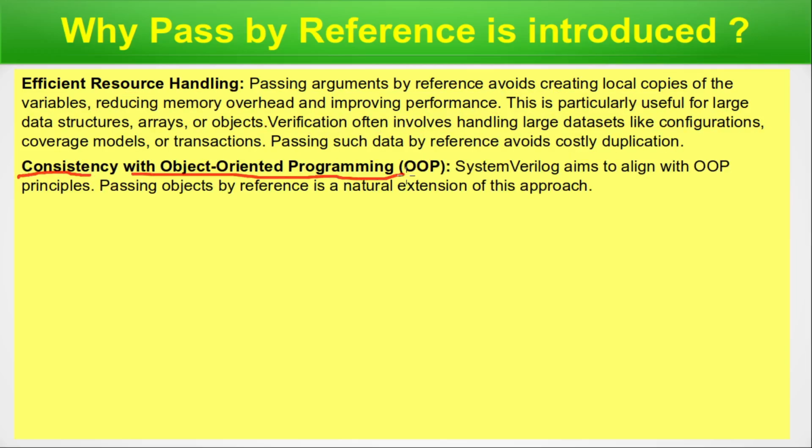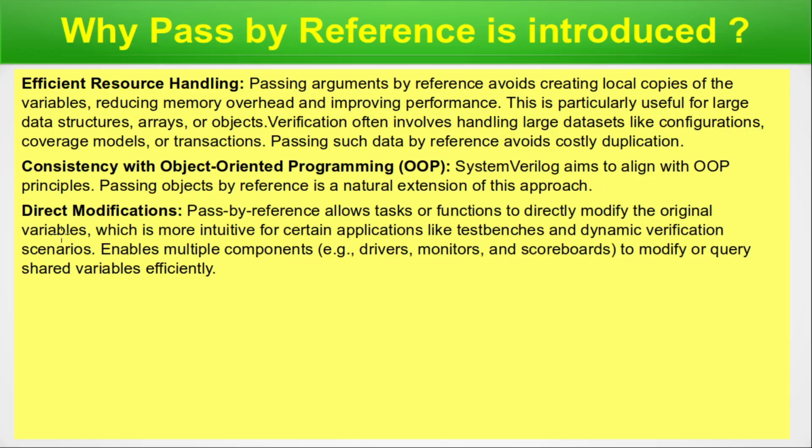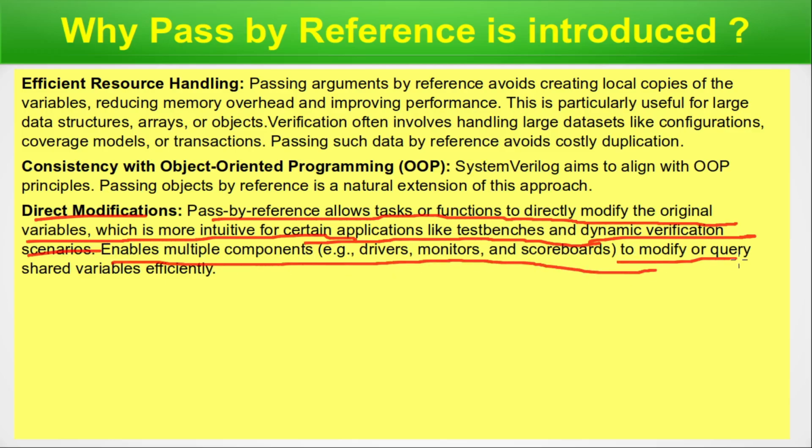Consistency with object-oriented programming, OOP. SystemVerilog aims to align with OOP principles. That means in SystemVerilog, whatever data we are exchanging from one node to another, all are objects. So passing objects by reference is a natural extension of this approach, and that is the need of the hour in SystemVerilog. Direct modification: pass by reference allows tasks or functions to directly modify the original variables, which is more intuitive for certain applications like test benches and dynamic verification scenarios. It enables multiple components like driver, monitor and scoreboards to modify or query shared variables efficiently.